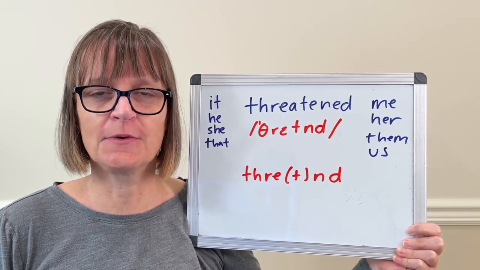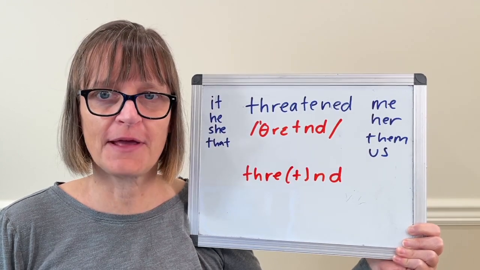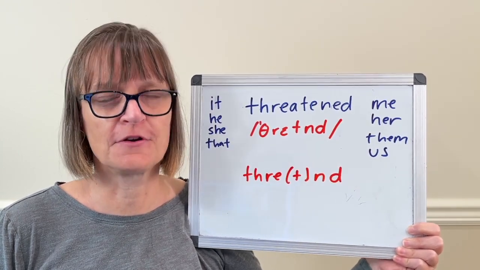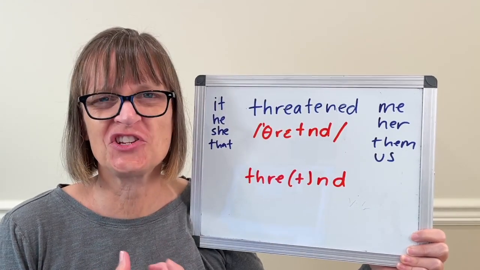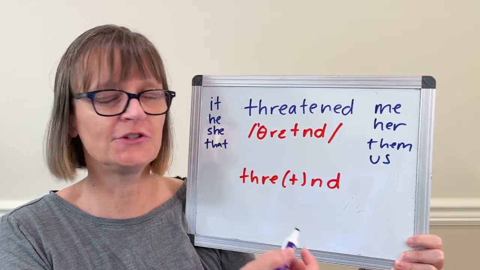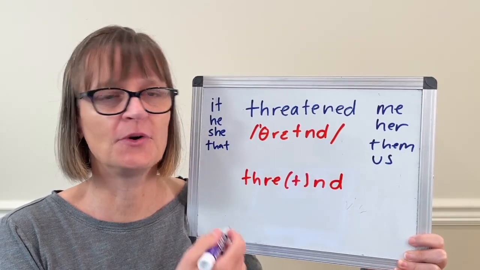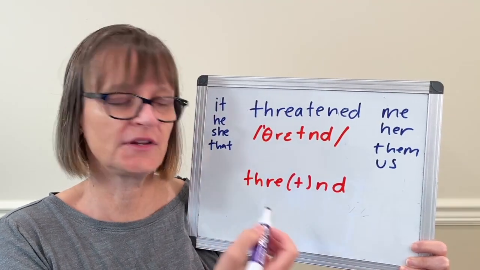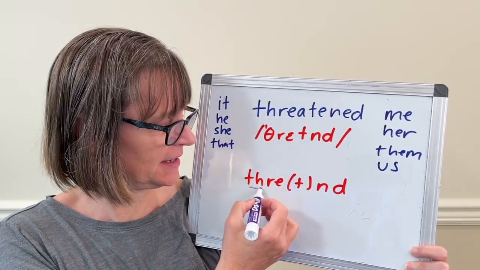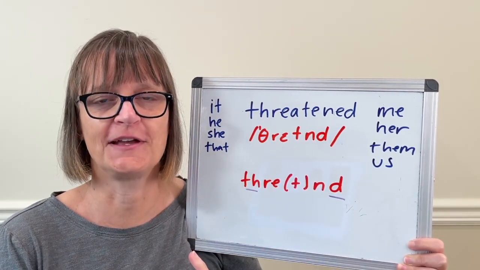In this video, we're going to look at some phrases using the word threatened, like it threatened me, he threatened her, etc. We're going to look at the basic pronunciation and then also how words change their pronunciation depending on the context. So if we say something like it threatened me, we're going to say different sounds for the beginning of threatened and the end of threatened than if I'm just saying threatened by itself.